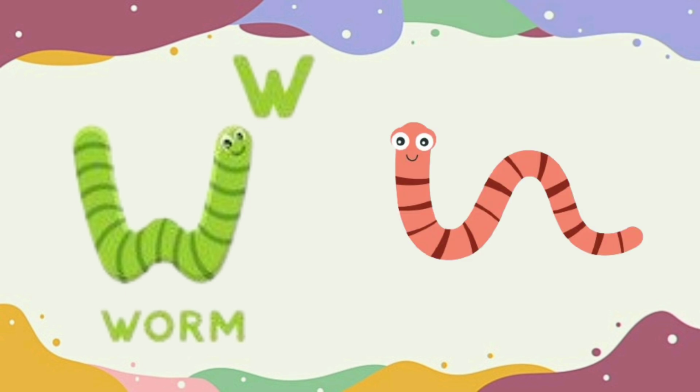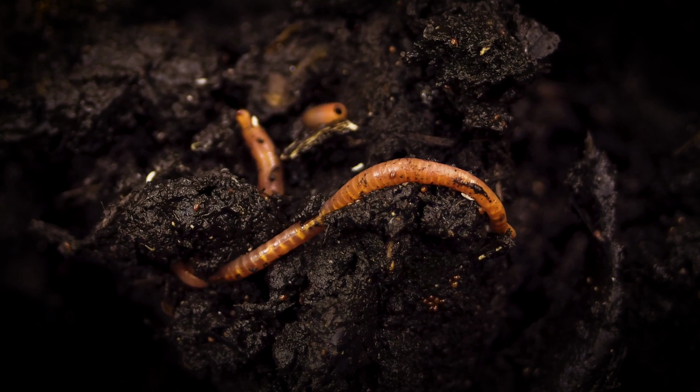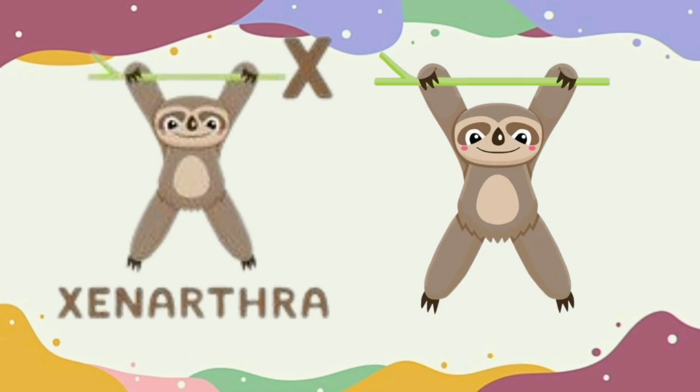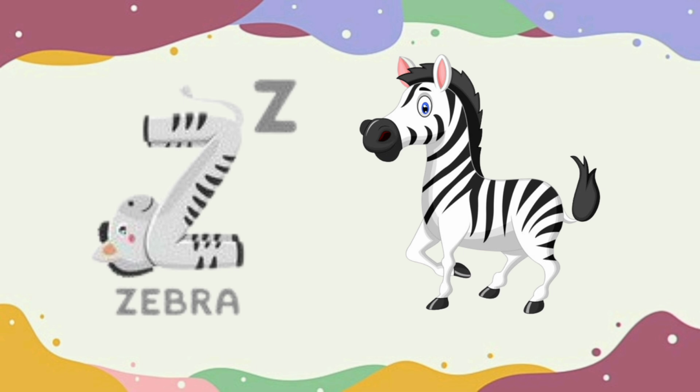W for wombat. W, w, wombat. X. Z for zebra. Z for zebra.